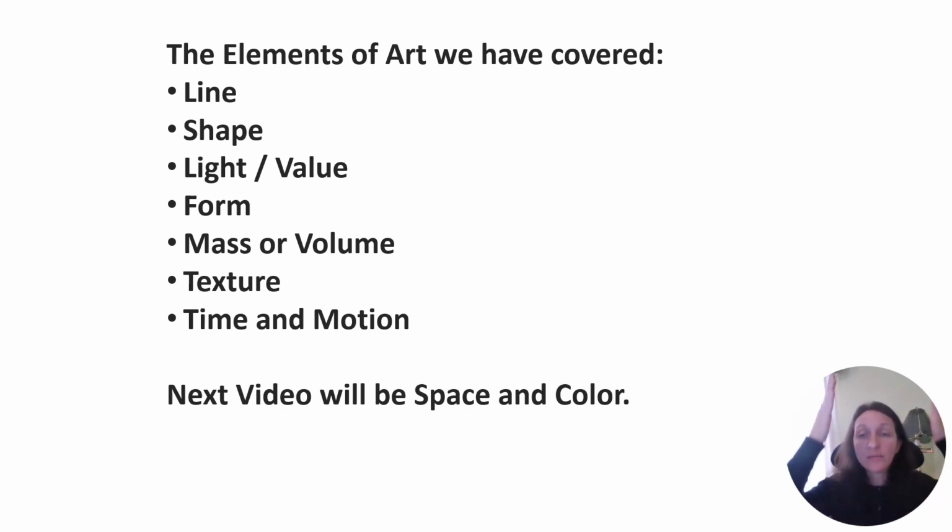Okay, so the elements that we have covered thus far are line, shape, value, sometimes referred to as light, form, mass, and volume, which are really part of form, and then texture and time and motion. Next video, we're going to talk about space and color.